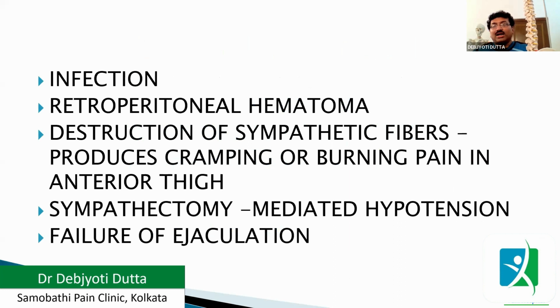Now, other complications are infection, retroperitoneal hematoma, and destruction of the sympathetic fibers, producing cramping or burning pain in the anterior thigh, and sympathetic trauma-mediated hypotension. For lumbar sympathetic block, it is comparatively less. If you do the celiac plexus block, it is much more. So usually we preload to avoid this, and failure of ejaculation might be another complication. So that was all about the lumbar sympathetic block.